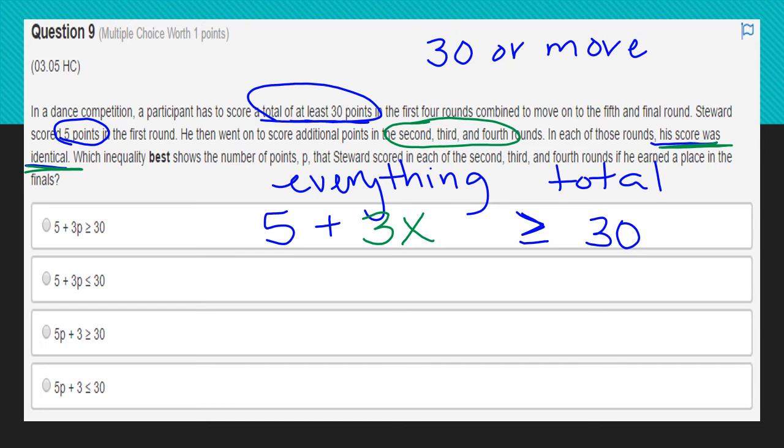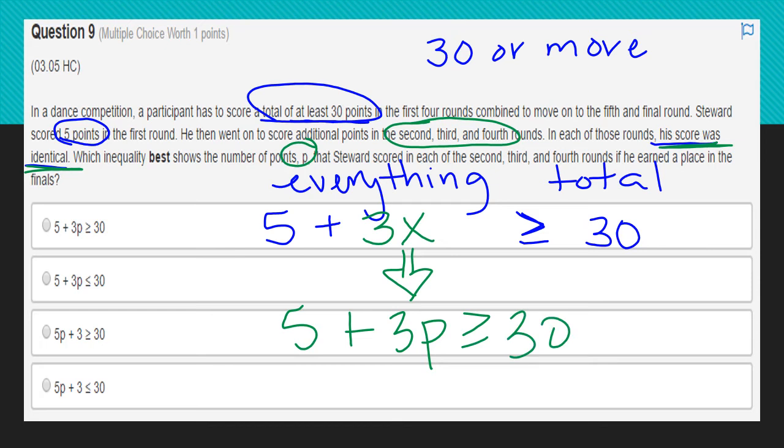Now, we're not going to see this written because it tells us specifically to use a P. So I'm just going to change my variable. And I'm looking for anything that looks like this. Now, keeping in mind, oh, we do see that on the very first one. So that would be it. Perfect.